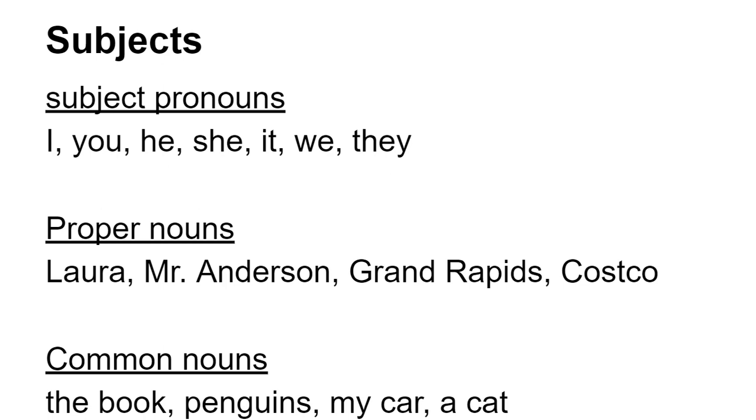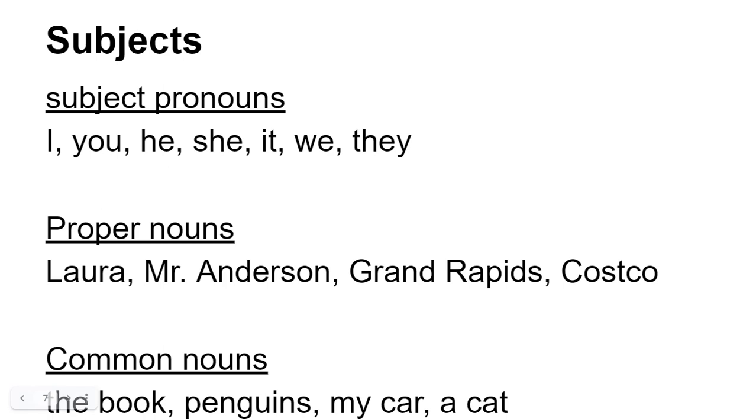Now we can also use a noun as the subject of our sentence, and there's two kinds of nouns, proper nouns and common nouns. So what do you notice about the proper nouns? Laura, Mr. Anderson, Grand Rapids, and Costco. Well, they all have capital letters, right? So proper nouns have capital letters, and they are specific people, like Laura and Mr. Anderson, or specific places, like Grand Rapids, or Michigan, or the United States, or they're specific things like companies and products, like Costco and Kleenex, and McDonald's, and Rice Krispies.